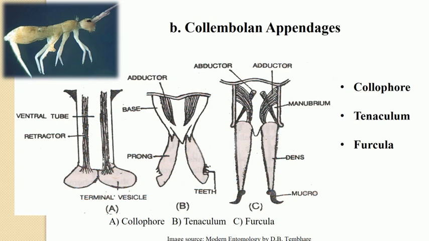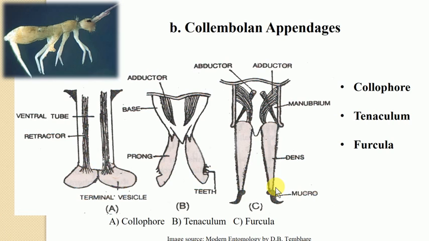The next one is the collembolan appendages. Now collembolan appendages are completely dedicated to the order Collembola. Collembola do not bear external genitalia, but they bear 3 pregenital appendages, and these 3 pregenital appendages are the colophore, tenaculum and furcula.